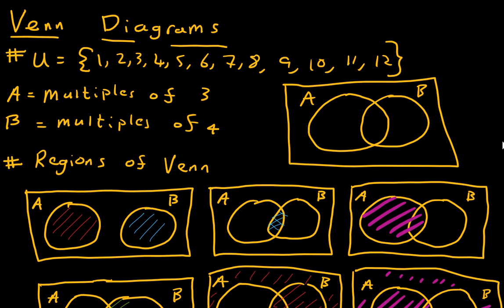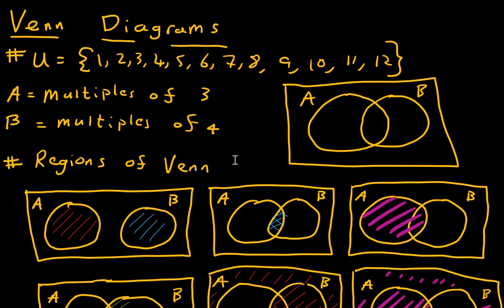Okay, so here we have U. U stands for the universal set. That means that U contains all the elements that we're interested in. Another example of this would be the alphabet, which is another example of a universal set.